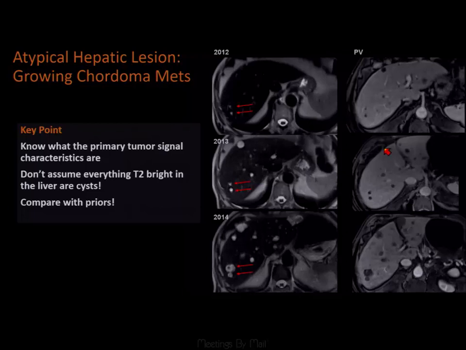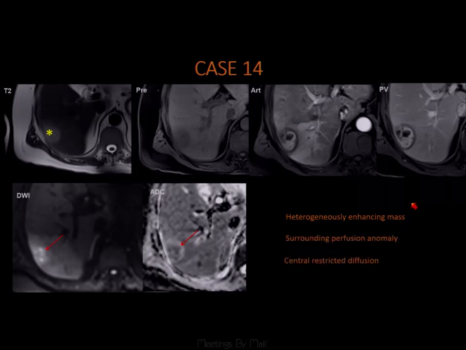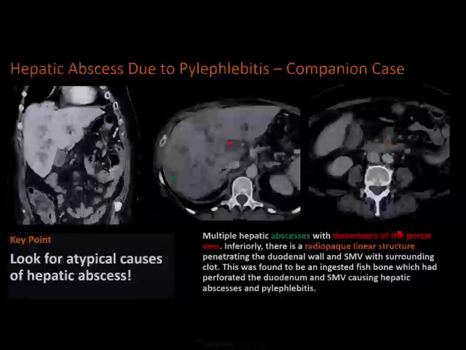That's really, really helpful. All right, case number 14, we have a heterogeneously enhancing mass, we have surrounding perfusion anomaly, and we have central restricted diffusion. You could be thinking, is this a necrotic tumor? This actually turned out to be a hepatic abscess. Here, clinical symptoms really are the most helpful thing, and sometimes necrotic tumors will have peripheral restricted diffusion rather than central, and that'll help differentiate between a necrotic tumor and a hepatic abscess.